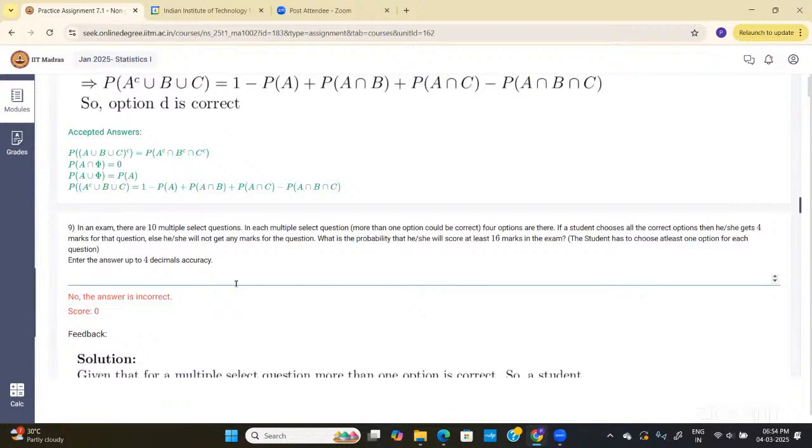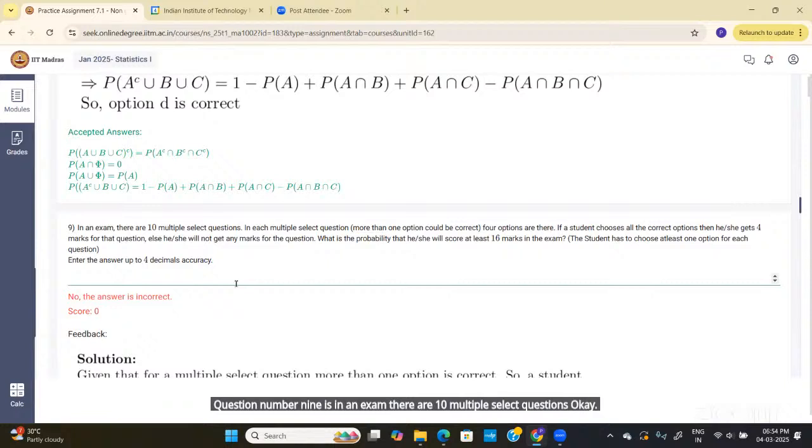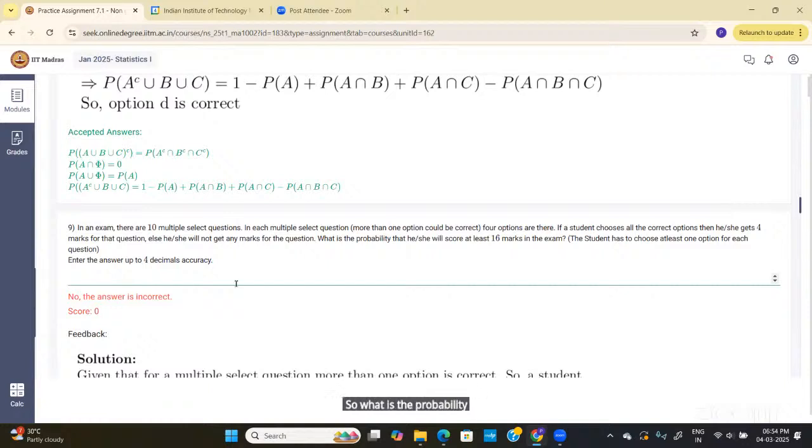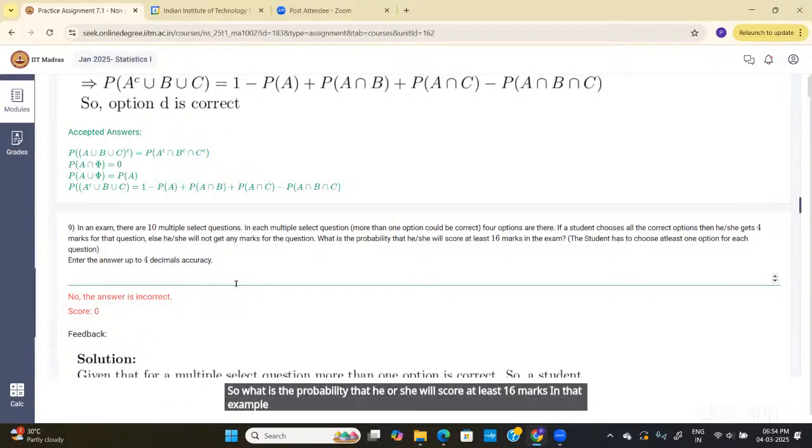Question number 9 is: in an exam, there are 10 multiple select questions. In each multiple select question, more than one option could be correct. 4 options are there. If a student chooses all the correct options, then he or she gets 4 marks for that question. Else, they will not get any marks for that question. What is the probability that he or she will score at least 16 marks in that exam? For at least 16 marks, they have to solve at least 4 questions, right?